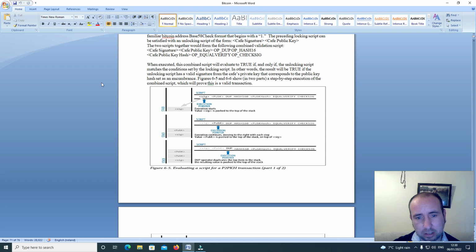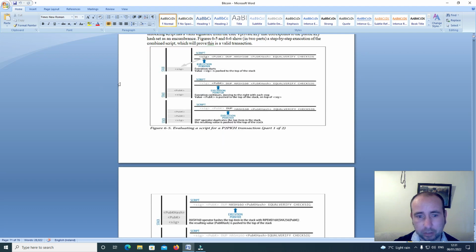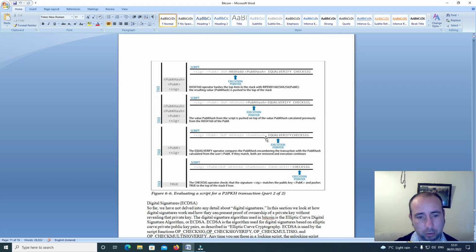Figures 6-5 and 6-6 show in two parts a step-by-step execution of the combined script, which will prove this is a valid transaction. So you can see here figure 6-5, evaluating the script for a P2PKH transaction, part 1 of 2, and figure 6-6, evaluating a script for a P2PKH transaction, part 2 of 2.